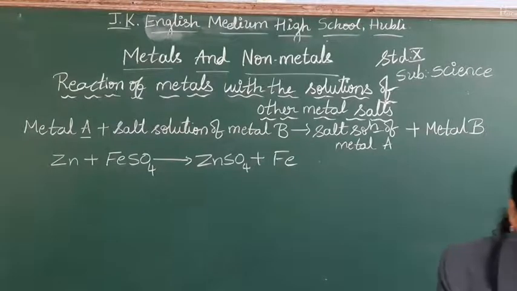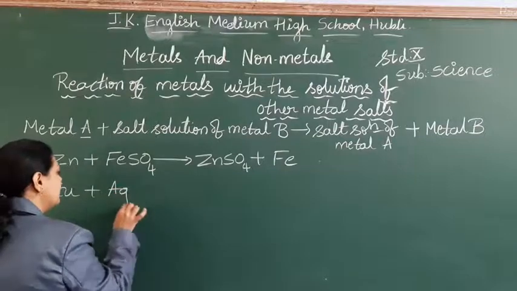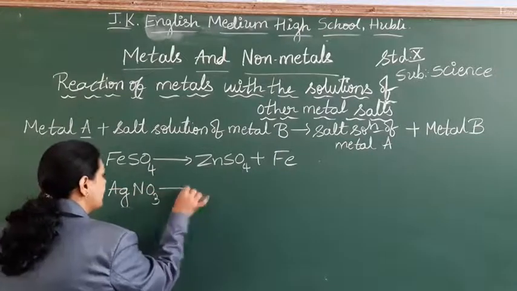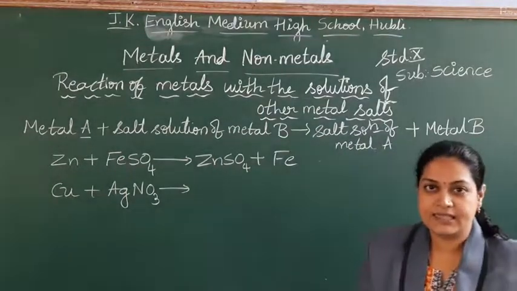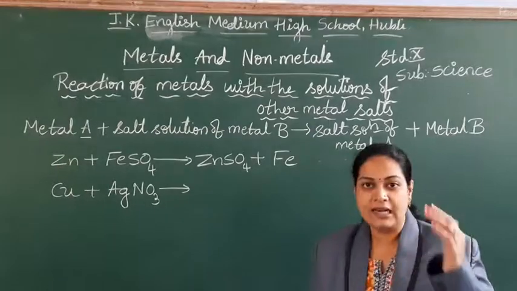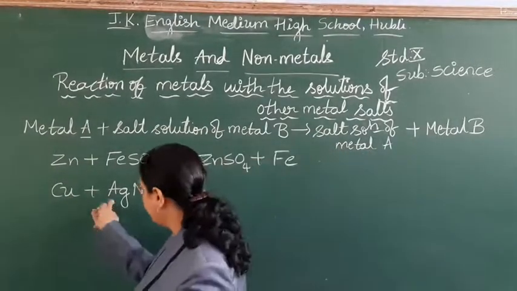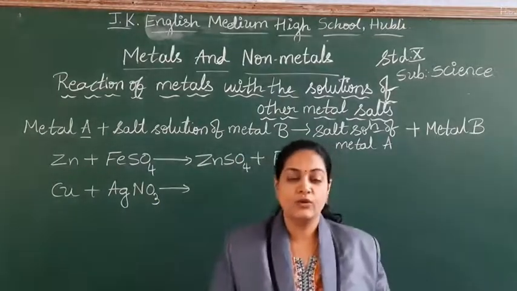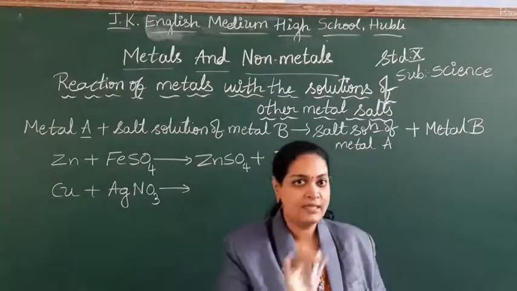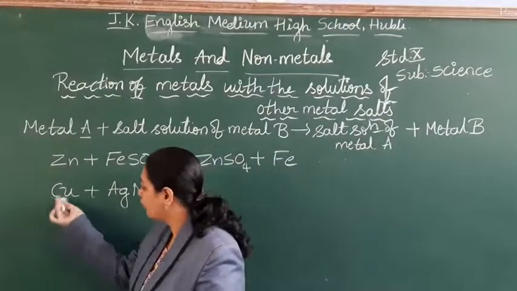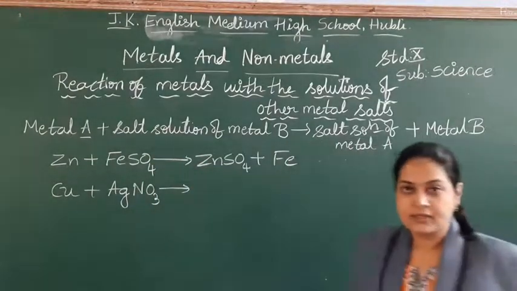Next example, copper plus silver nitrate, AgNO3. As you know, students, if you check the reactivity series, silver is very less reactive compared to the copper. If you compare copper and silver, silver is less reactive, copper is more reactive. Okay, if you compare copper with the zinc and all, it is less reactive. But here you are going to compare only copper with the silver. Right? Now what you can expect, students?